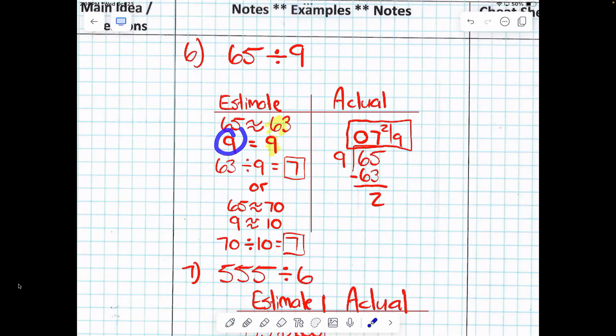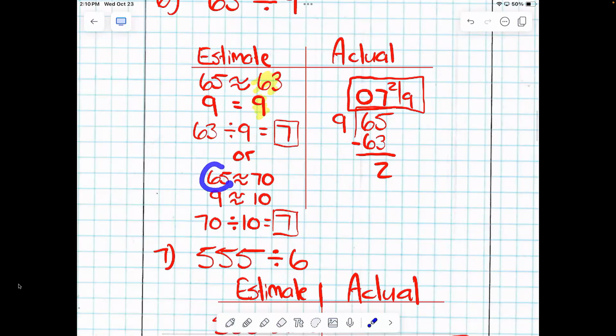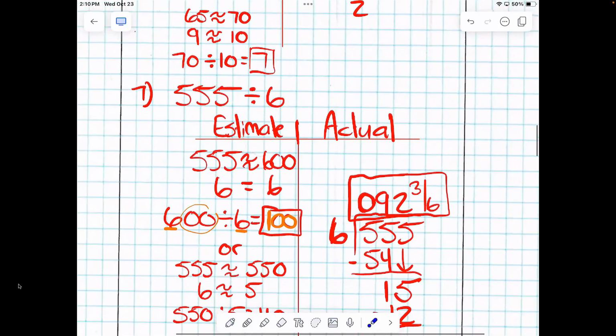Do we even need to change the 9? No. Are 63 and 9 compatible? Yes. We know that that's 7, right? Yes. Somebody else said, well, what if I change 65 to 70 and change 9 to 10? Are those compatible numbers? Yes. Yeah, they're even benchmarks, aren't they? Yes. When we did our actual work, is 7 and 2/9 pretty close to our estimates? Yes. Another one. 555 and 6.